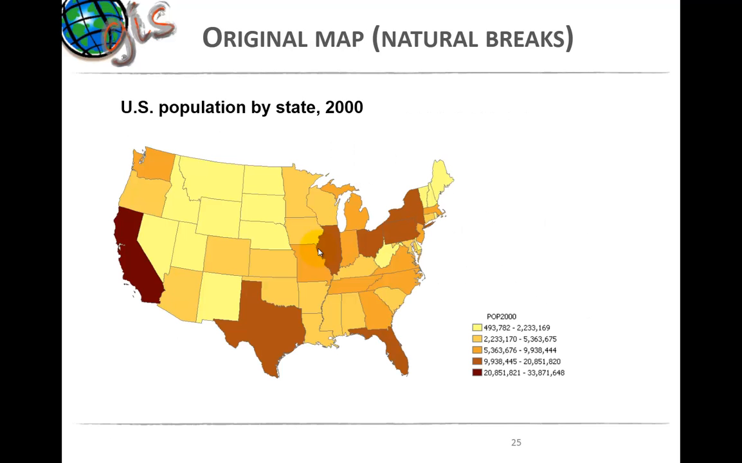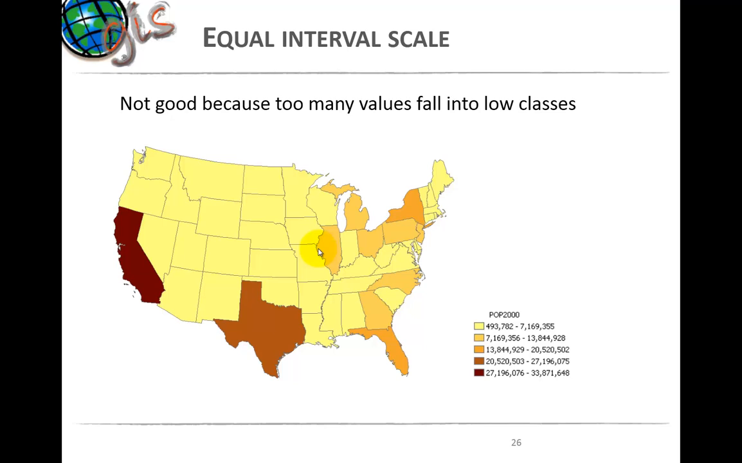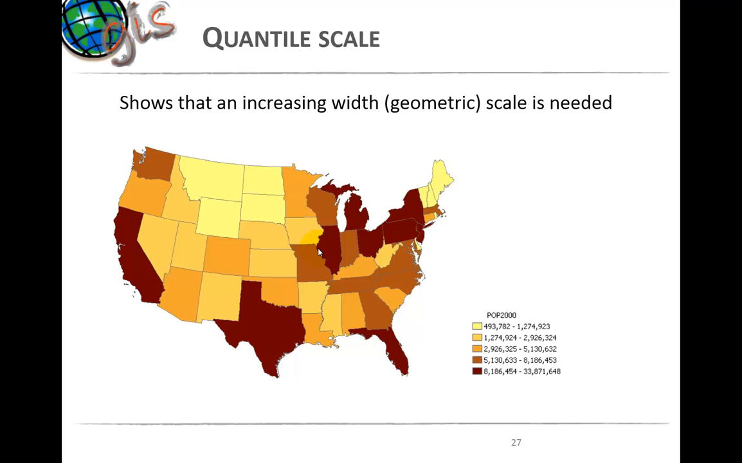So let's look at an example for US states. This is a US population map. This is what the map looks like if you use natural breaks. It shows that California is the most populous state, and the rest. This is a pretty good way of representing the data. But if you go with equal interval, it's not so good, because too many values fall into the lower classes. If you use quantile scale, an increasing width scale is needed. This is actually a better map than natural breaks in this case, because it reaffirms our general understanding of what the US population map should look like.